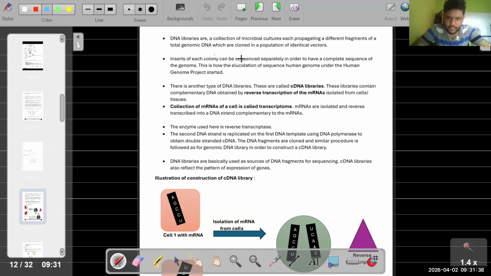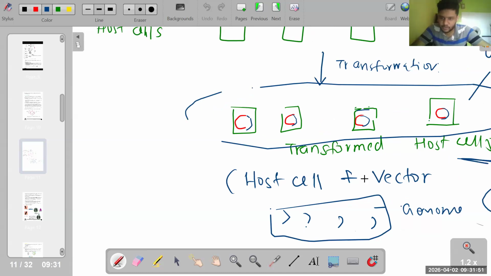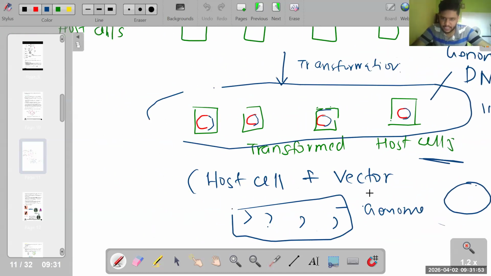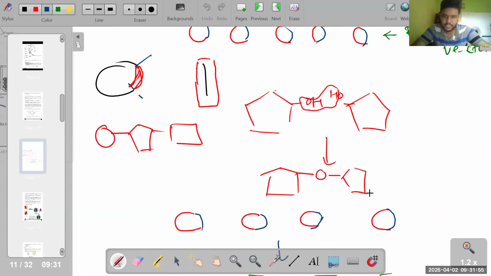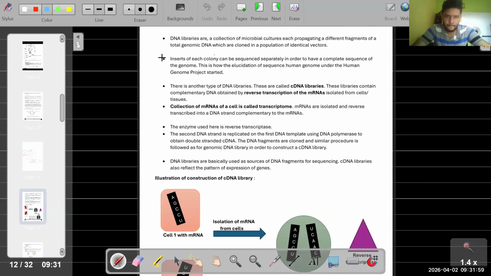Inserts of each colony can be sequenced separately in order to have a complete sequence of the genome. They're saying if these are sequenced separately, the blue color structures, when they are being collected separately, that collection is called a genome. This genome is identical to the initial genome, it seems. Can you agree with this point now? Check and let me know.